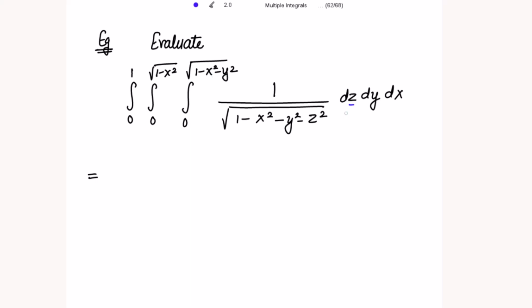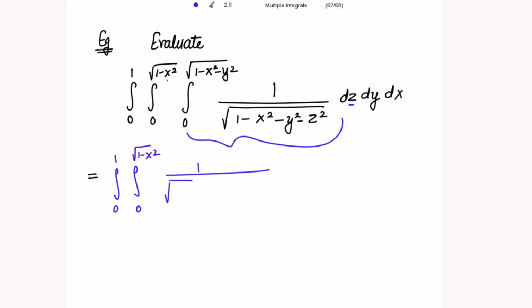Here the limits of z are the functions of x and y. So always keep in mind that limits involving two variables are kept innermost. Then the limits involving one variable, and finally the constant limits, right? So let's start with the integration. So write these two integrals as it is. First we need to integrate this with respect to z. Now I know that x and y are constant.